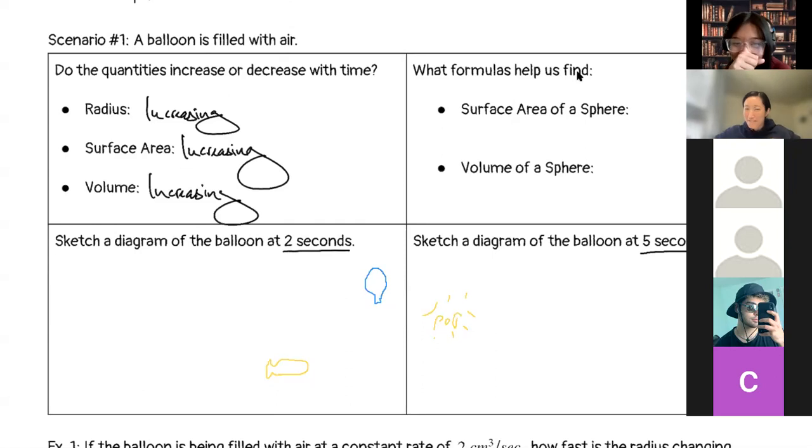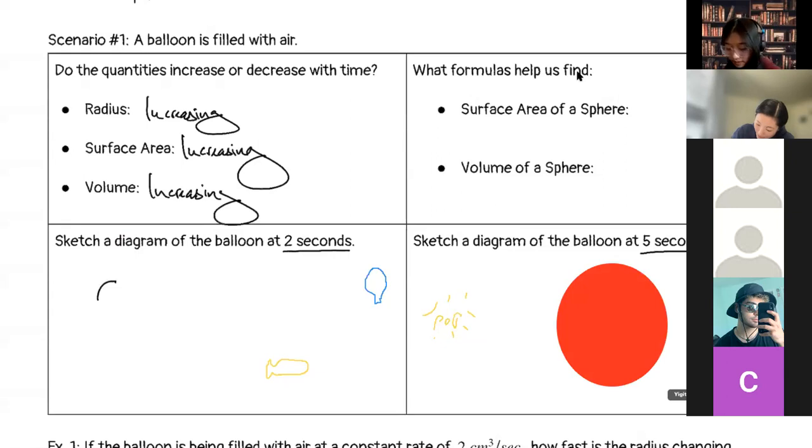All right, so Graham has one balloon that popped after 5 seconds. Maybe I can throw one of my diagrams in here. So I might say at 2 seconds that my balloon looks something like this. But then after 5 seconds, exactly, it might be larger, right?